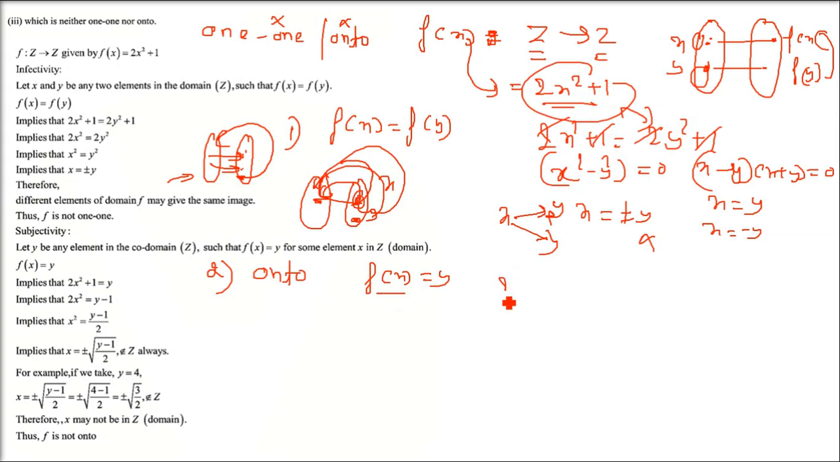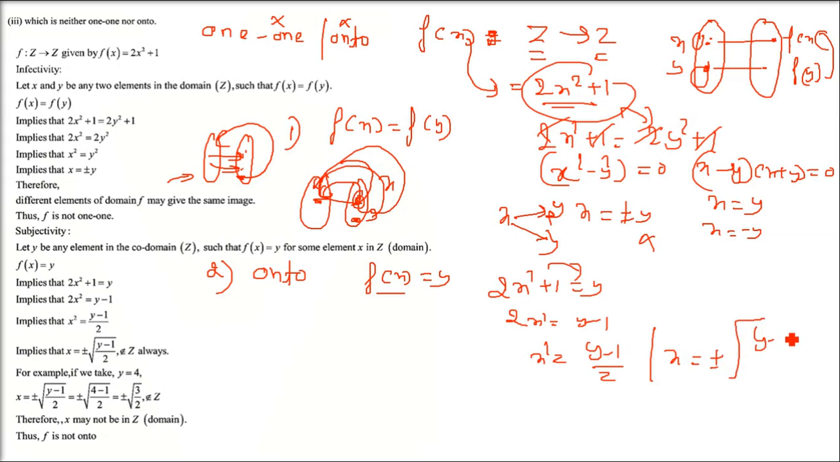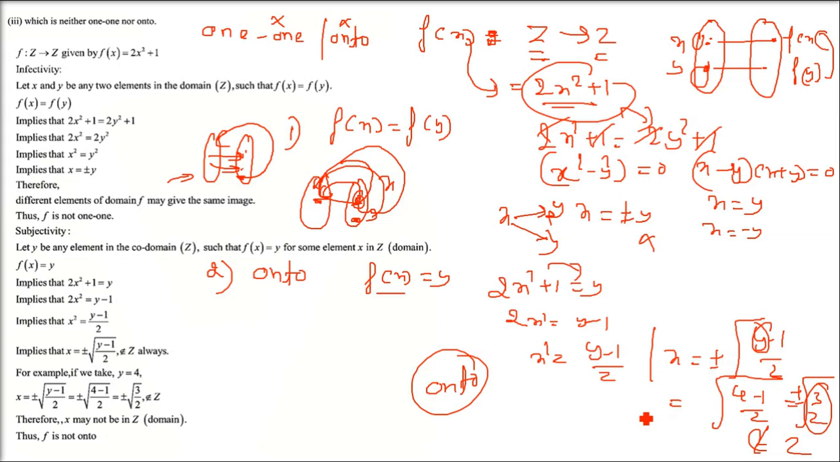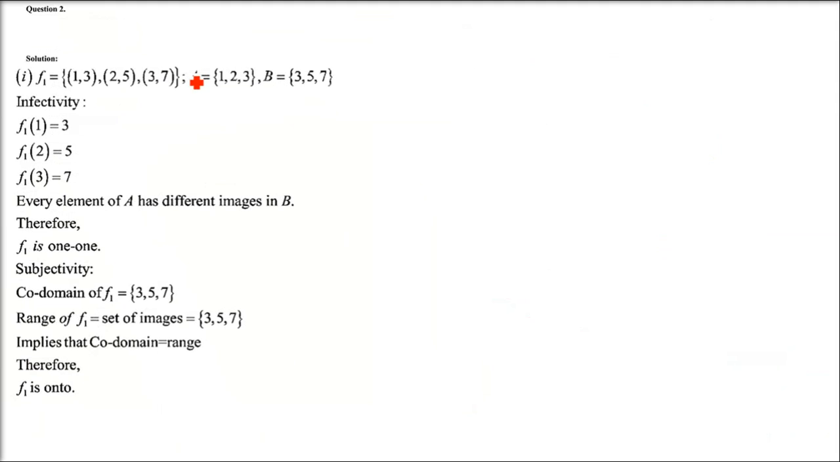f(x) equals y. f(x) is 2x squared plus 1. This equals y. And this goes here. 2x squared equals y minus 1. x squared is (y minus 1) by 2. So x equals plus minus under root (y minus 1) by 2. So this is Z to Z. We have defined the domain and codomain. Now let us put y as 4. When we put y as 4, it's (4 minus 1) by 2, 3 by 2. And what we see here, under root 3 by 2 plus minus, is not an integer. It does not belong to what we have decided. So this is not onto. For every y we are not getting an x.